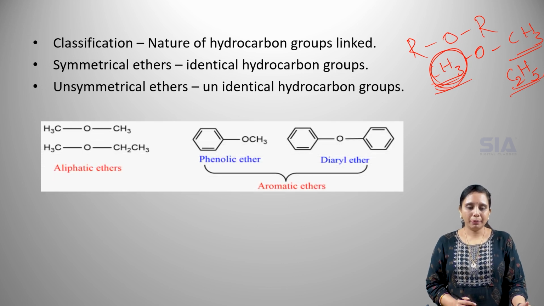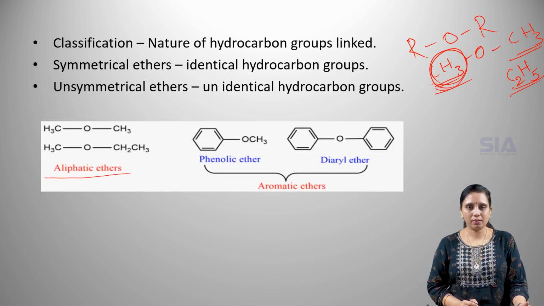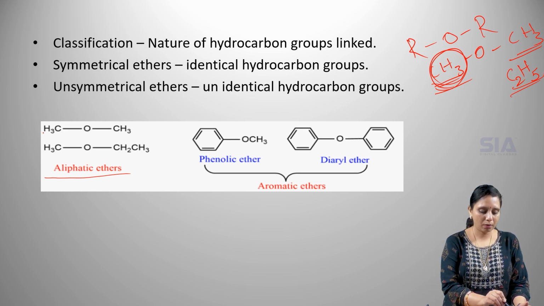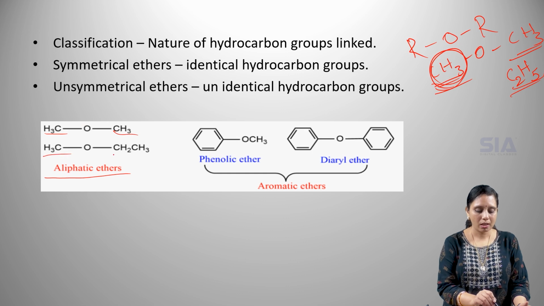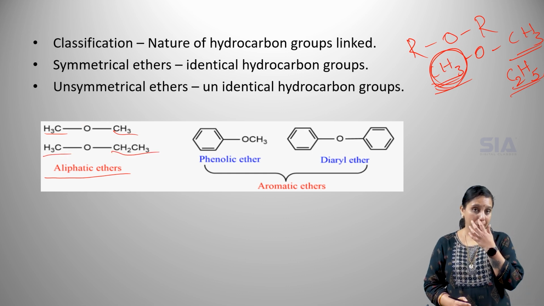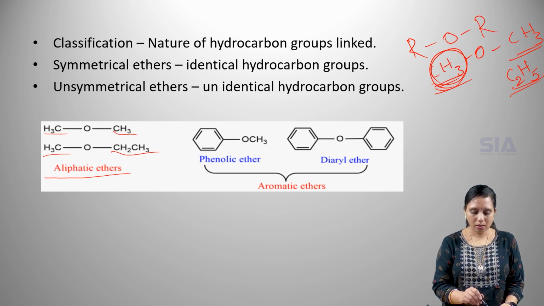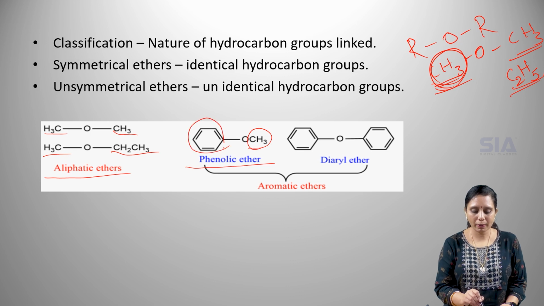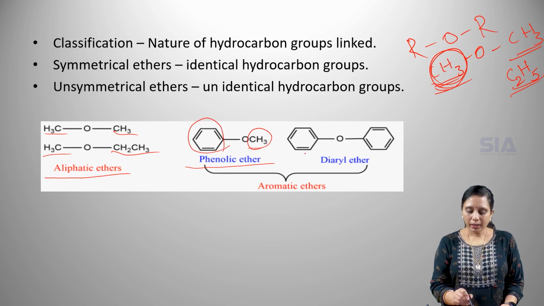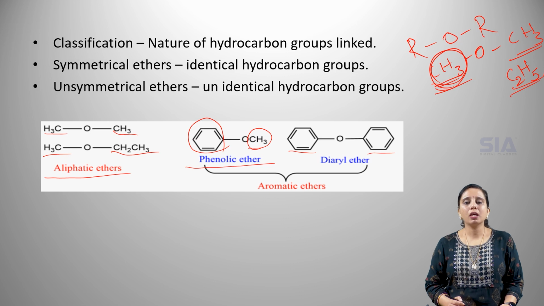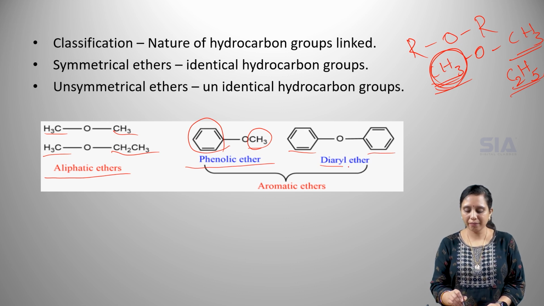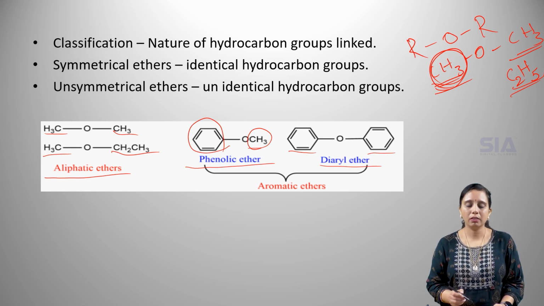So these are the examples. Now these are aliphatic ethers, that means straight chain groups are present on both sides of oxygen. If aromatic groups are present, then they are called aromatic ethers. This is a phenolic ether: one is a methyl group and the other is a phenyl group. Here we have both phenyl groups attached to a single oxygen atom, so these are called diphenyl or diaryl ethers. These are aliphatic ethers and aromatic ethers.